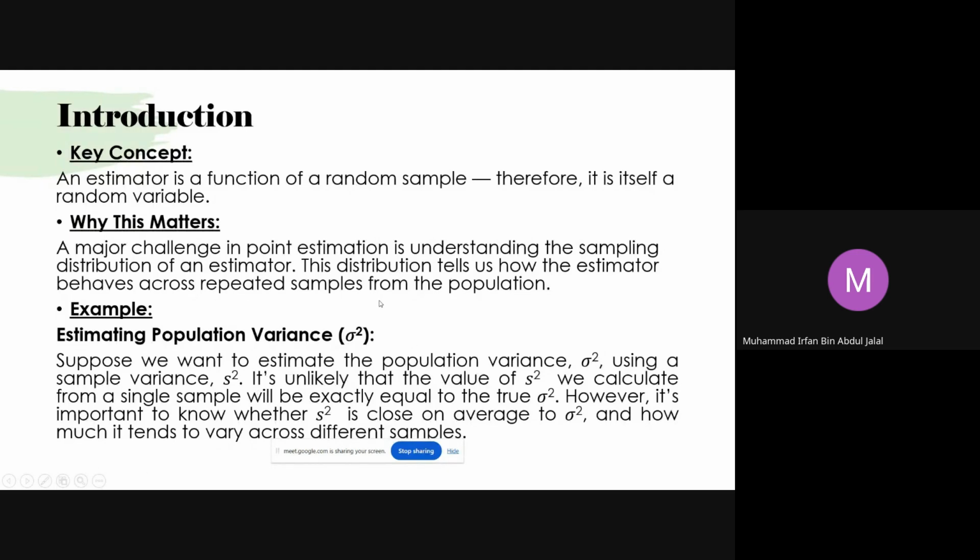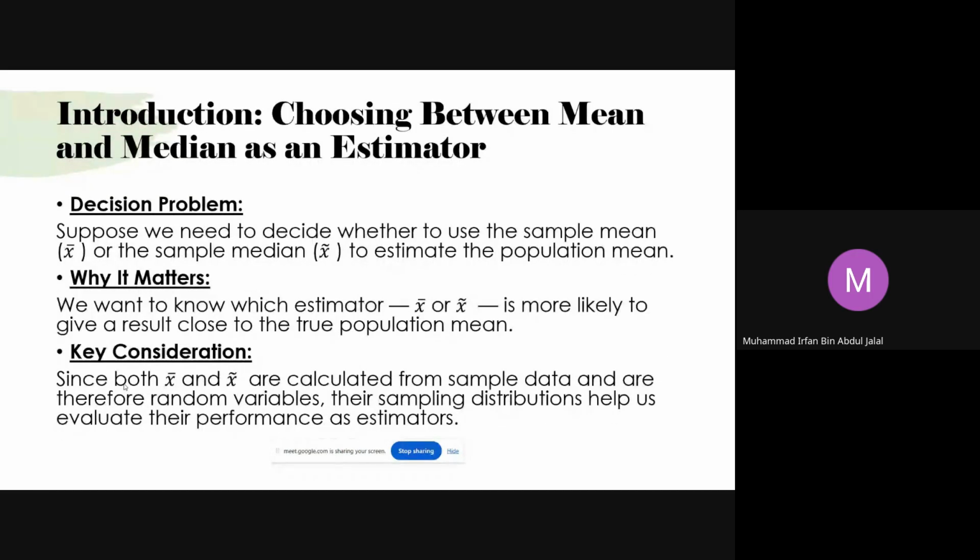And because of this, we need to learn the properties of estimators. Because we want to understand, for example, what the behavior of the sample variance is in the long run. If you use a lot of samples, whether it can closely estimate the population variance or not.